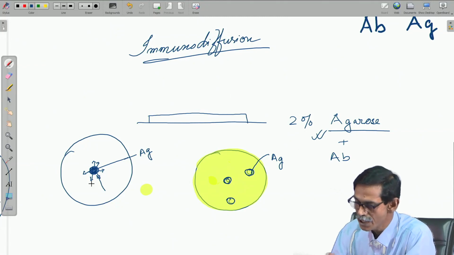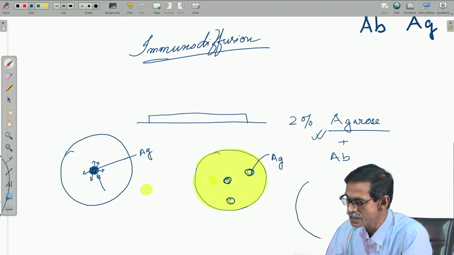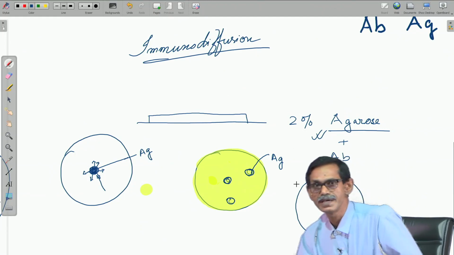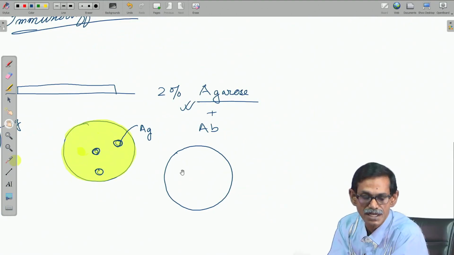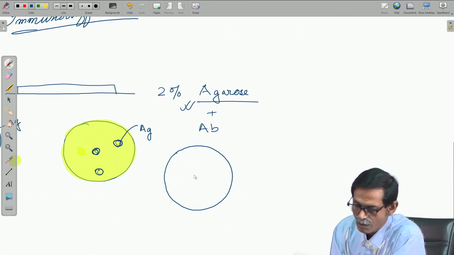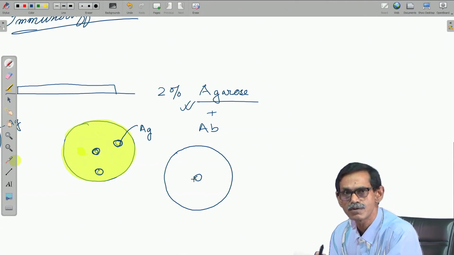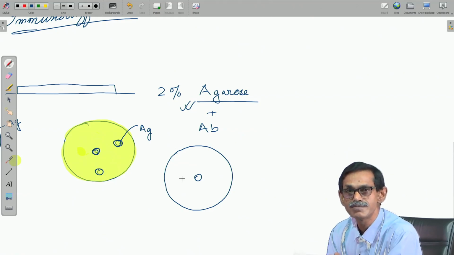Then what will we see? This is a nice circular Petri plate, and you have a well, but you won't see anything, because neither antigen nor antibody is colored. The next day, you keep this plate overnight at 15 degrees centigrade.